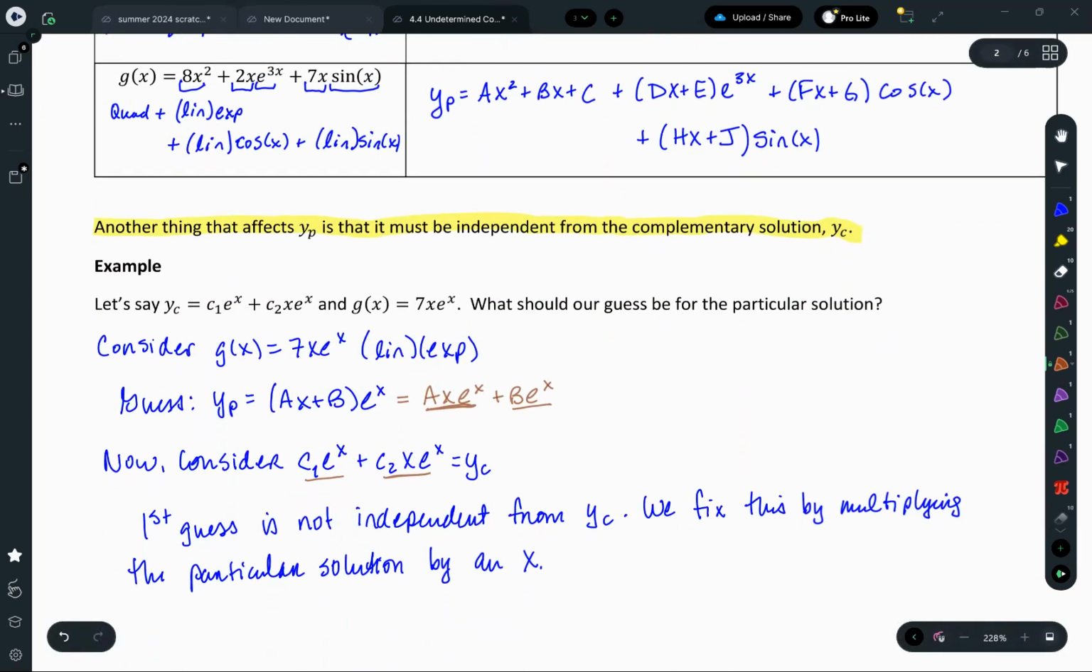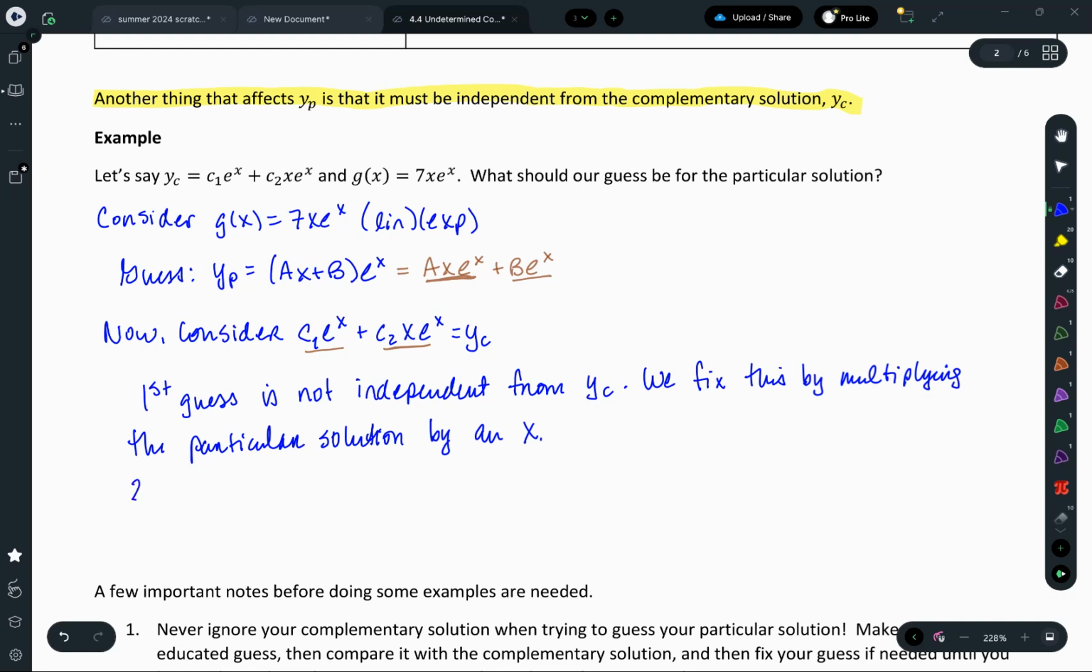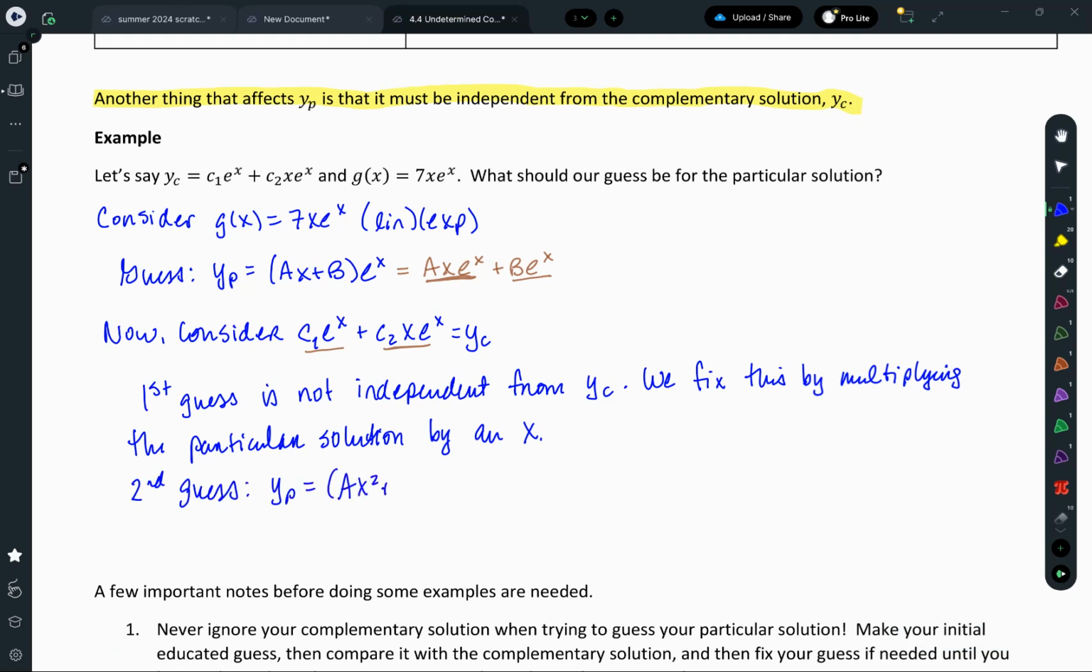Okay, so here's what I mean by that. Second guess. Y sub p is equal to, I'm going to send an x through, and I get ax squared plus bx times e to the x. I'm not changing it to a quadratic standard form. I am multiplying the linear function by an x. There's a difference, okay? So don't start putting in a plus c, because then it will never be independent of y sub c, okay? So now if I write it out, I look at it, ax squared e to the x plus bx e to the x.